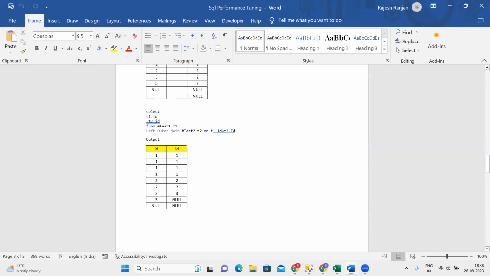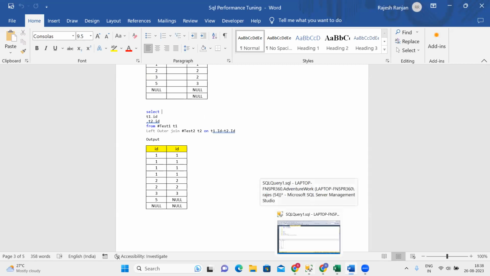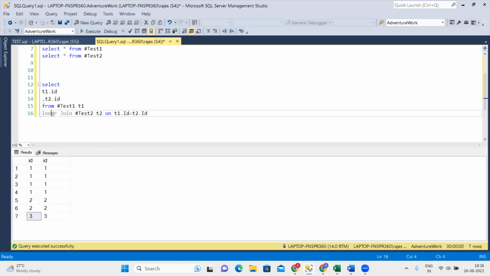All right, hope you understand. So let me show you that example. Okay, so let me run the left outer join. When you run that left outer join, you can see these records.